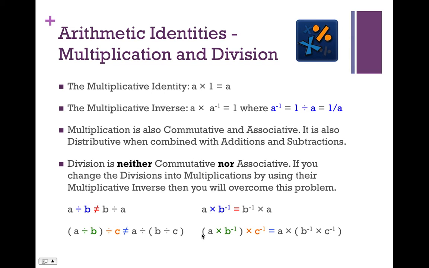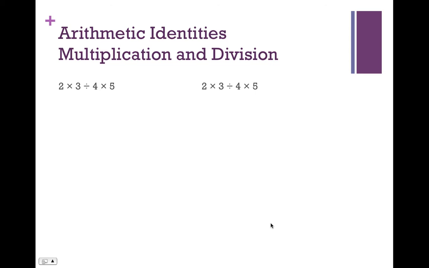Now, if you change the division by b into its multiplicative inverse and the division by c into its multiplicative inverse, you can use the associative law. Now let's have a look at some examples.